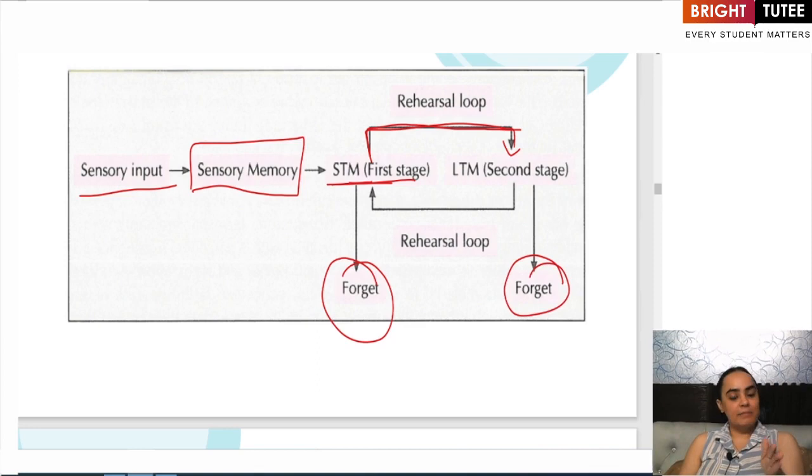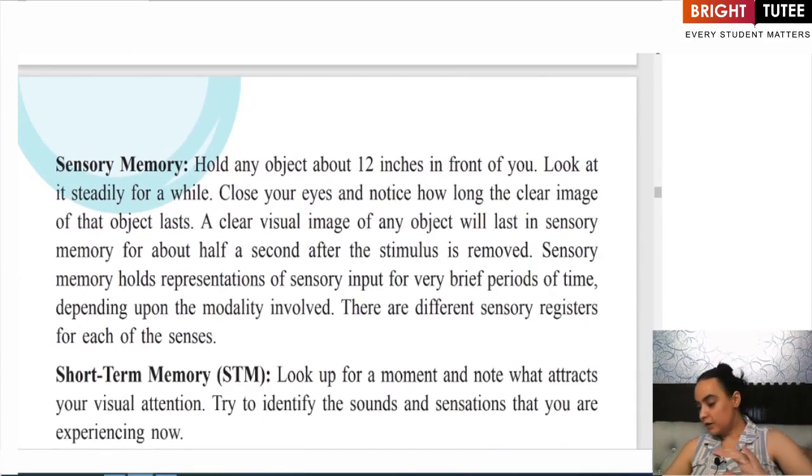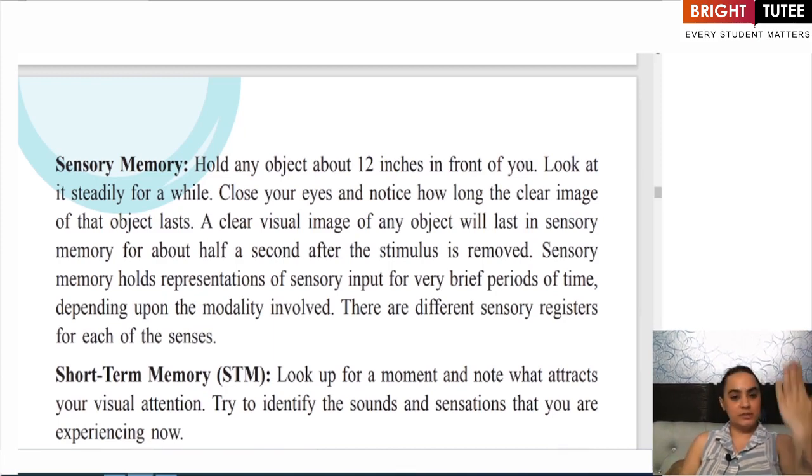So, a sensory memory or an immediate memory, when kept in your mind for a comparatively long time, becomes a short-term memory. When it is rehearsed one after the other, it becomes a part of the long-term memory as well. Let us now read what we have already understood. So, sensory memory, as I said, they have given another example that will help you to understand the sensory memory better. So, hold any object 12 inches in front of you.